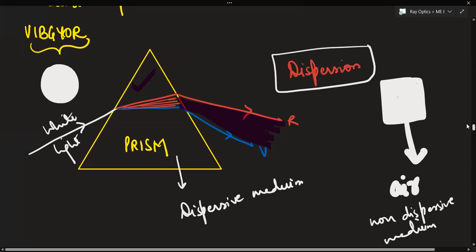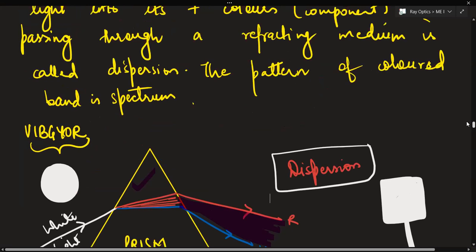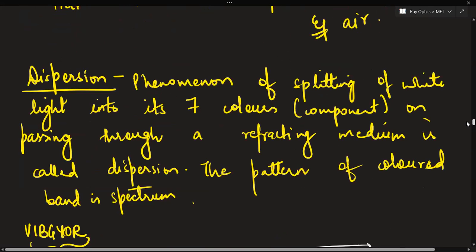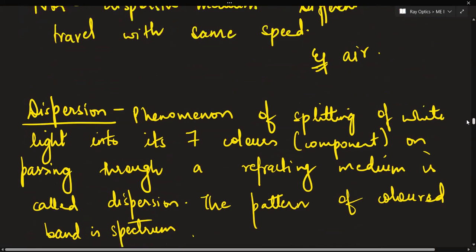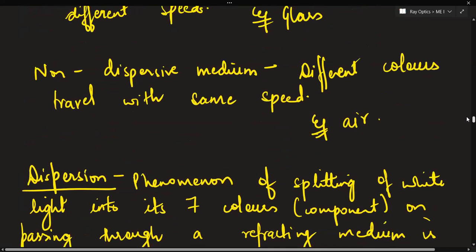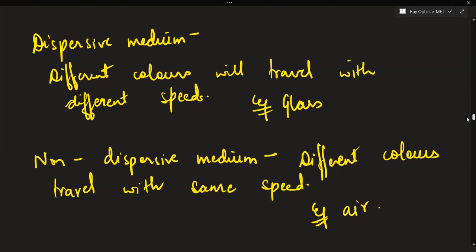Now come to the definitions. Dispersion: the phenomenon of splitting of white light into its 7 colors on passing through a refracting medium is called dispersion. And the band of colors that you obtain, this VIBGYOR, is known as the spectrum. Then the medium that allows dispersion to occur, or where the colors travel with different speeds, like glass, prism and all these, is a dispersive medium. And where different colors travel with the same speed, and it basically does not allow the dispersion phenomenon to occur, like air, you call that medium a non-dispersive medium.